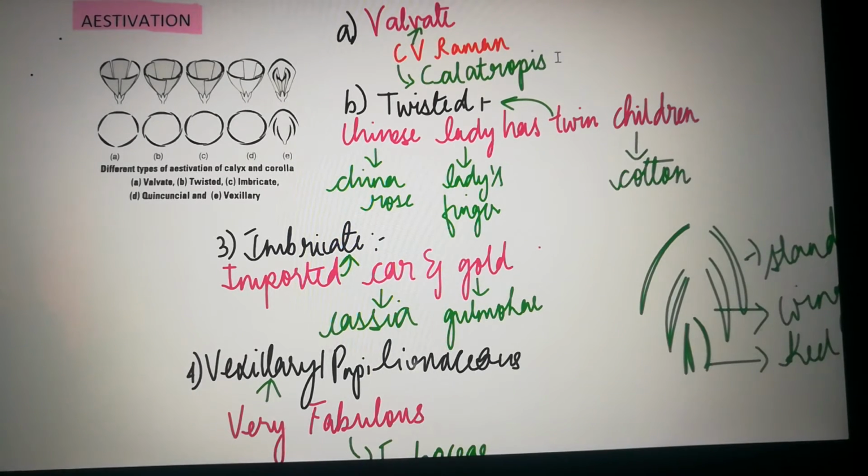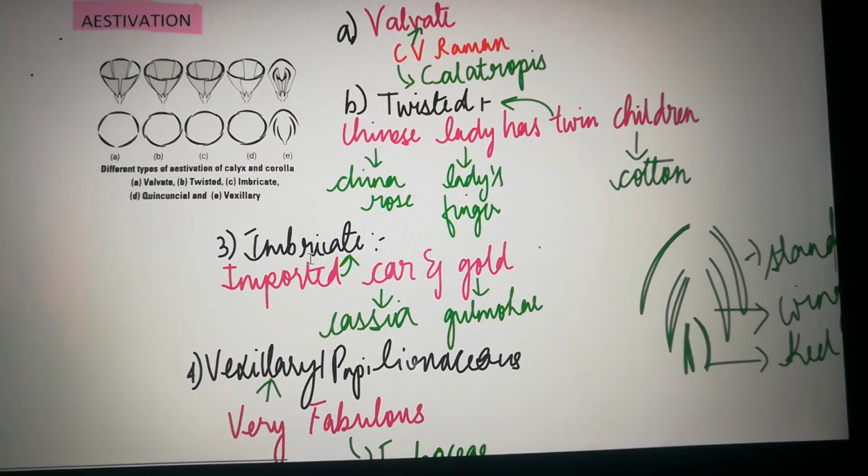Now the second one: if one margin of the appendages overlaps that of the next one and so on, as in China rose, lady's finger and cotton, it is said to be twisted, as we see here. The mnemonic for this one is a sentence: Chinese lady has twin children. Chinese is China rose, lady is lady's finger, and children is cotton, and twin is for twisted.